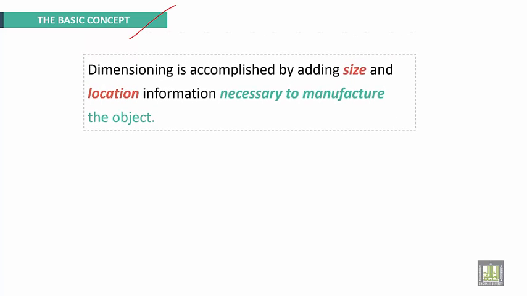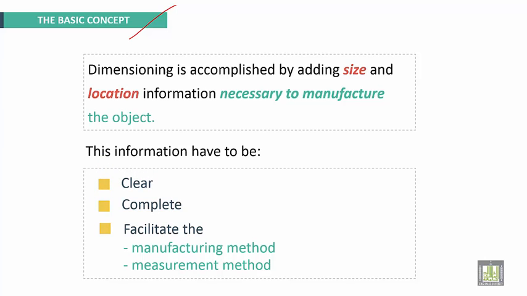The basic concept. Dimensioning is accomplished by adding size and location information necessary to manufacture the object. This information has to be clear, complete, and facilitate the manufacturing method and the measurement method.